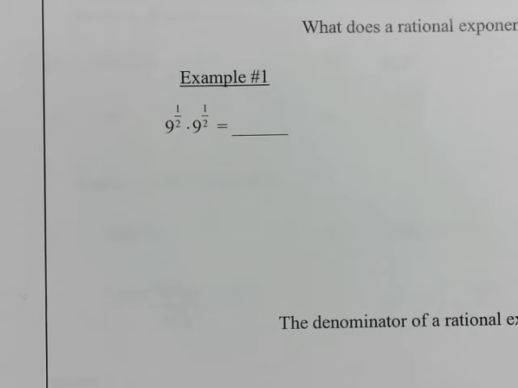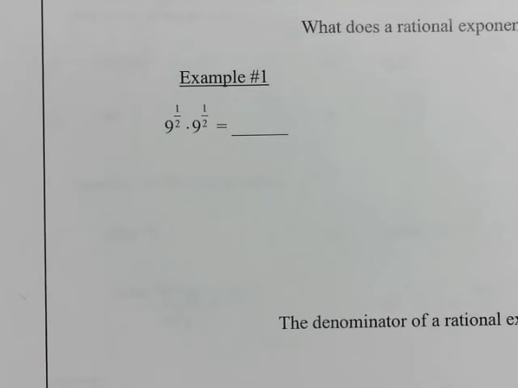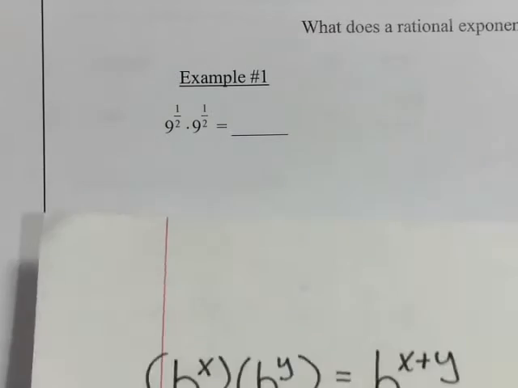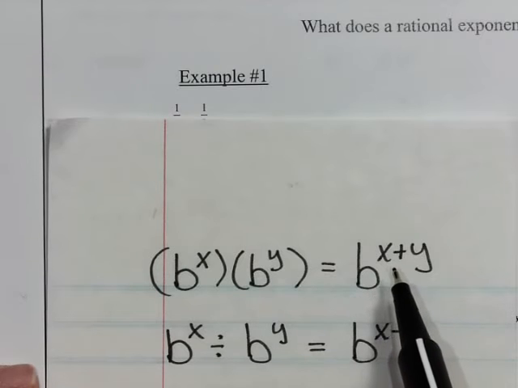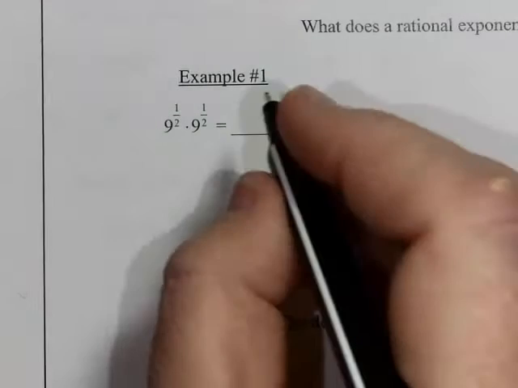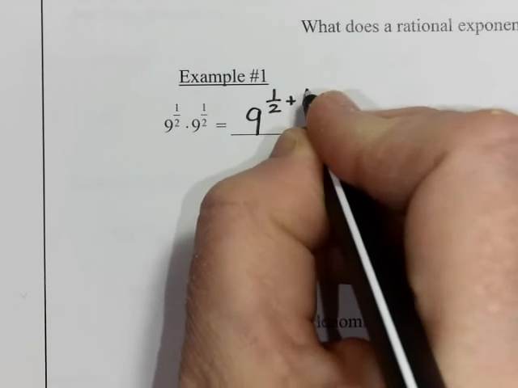So the first one, I did 9 to the 1/2 times 9 to the 1/2. And what we're going to do is try to do this 2 different ways to see if we can figure out what 9 to the 1/2 actually equals. So I'm going to start by using exponent laws. So here we are multiplying 2 things together with the same base. So when we multiply 2 things together with the same base, we leave the base the same and add the exponents. So this would be 9 to the power of 1/2 plus 1/2.